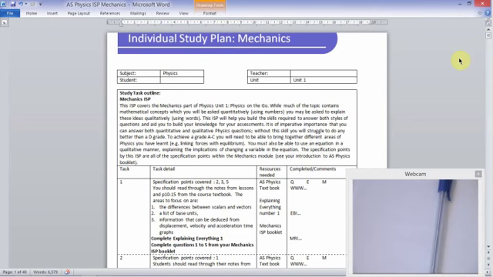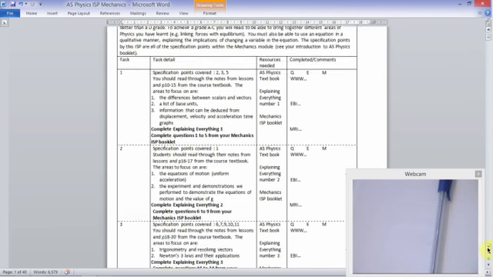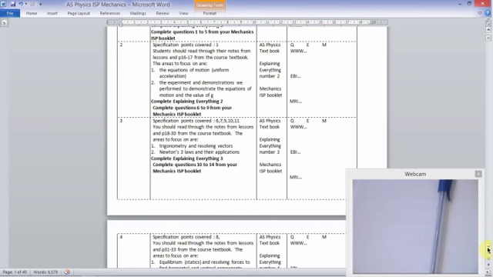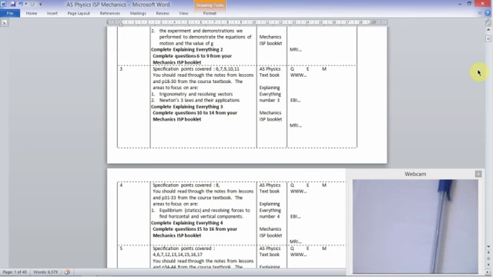Hi, in this video I'll be going through Unit 1 Edexcel Physics Mechanics ISP Task 3. So in ISP Task 3 we're going through the idea of trigonometry and resolving vectors, which will be covered a lot more in the next ISP task, but definitely Newton's 3 laws and their applications. So let's jump straight to the explaining everything tasks.